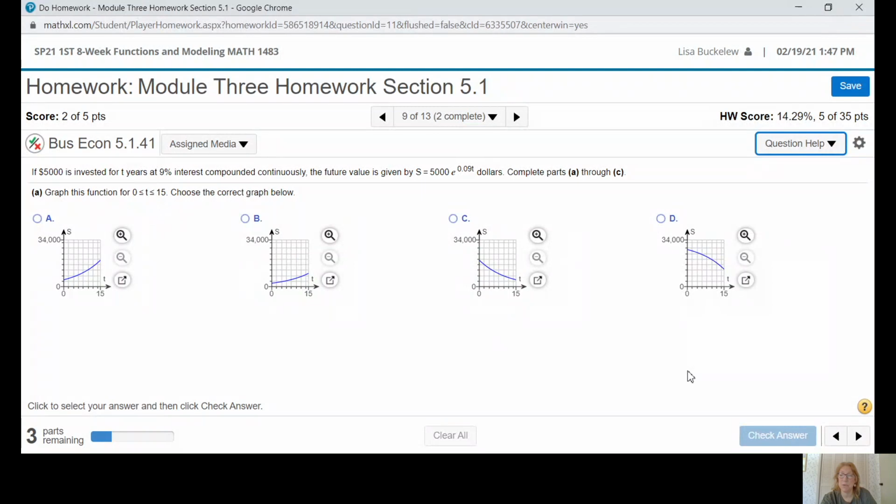Okay, so these are our 4 choices. So we can eliminate the 2 that are decreasing. Oh, there's only one. Yeah, the last 2, C and D, are decreasing. So it's got to be one of these first 2.